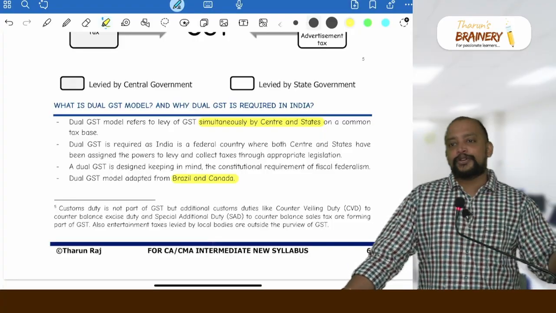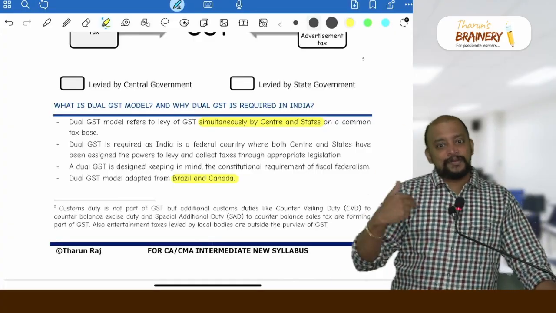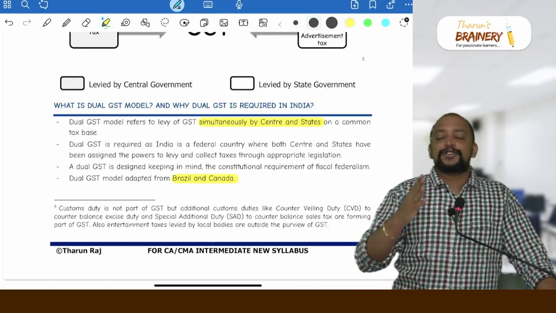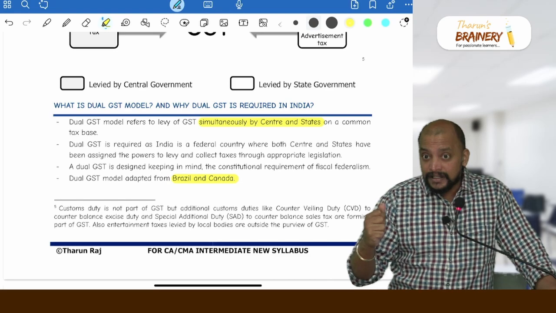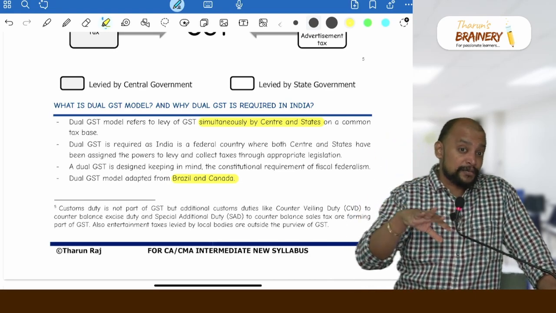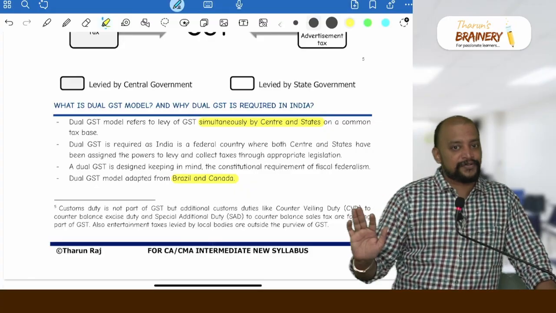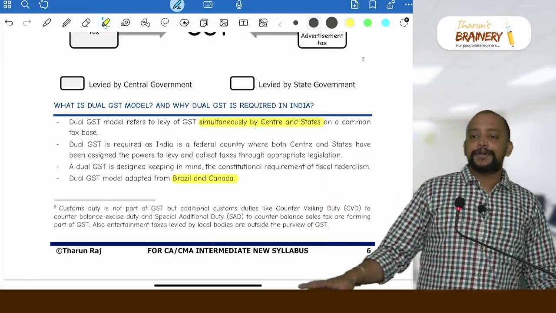So that is one more reason that if alcoholic liquor comes into GST, automatically dual GST is there, means center also will collect, state also will collect. So due to that reason they kept it outside the ambit of GST. And in future, is there any probability that it will come into the ambit of GST? Never, never. Always it is excluded from the ambit of GST. It will never come into the ambit of GST. Is that clear?